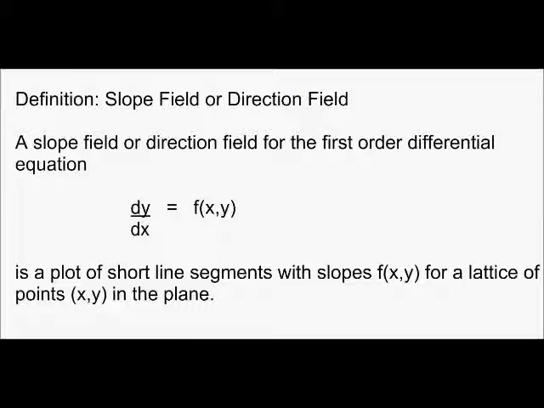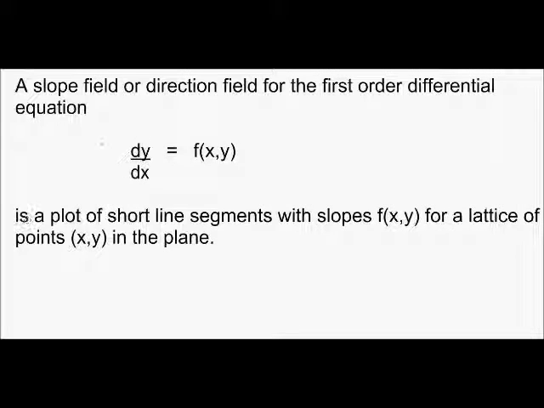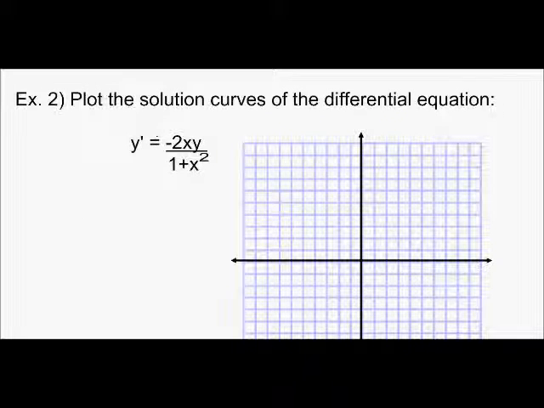Okay, next up, slope fields. These are completely new to you. So slope fields are direction fields. For the first differential equation, it is a plot of short line segments with slopes f of x comma y for a lattice of points in the plane. And I'm sure that this makes absolutely no sense to you, so let's just go ahead and do one.